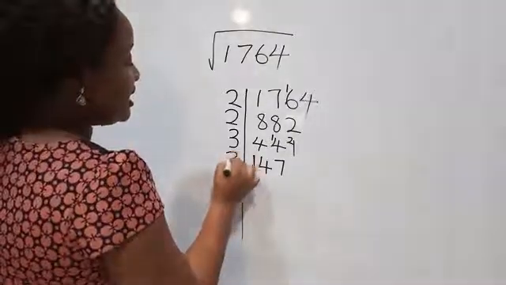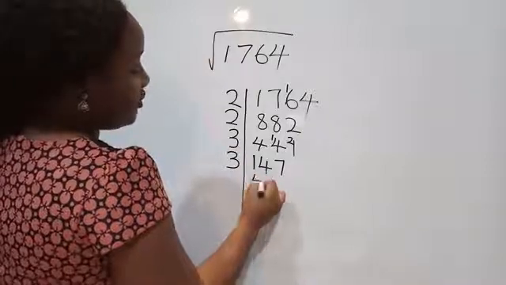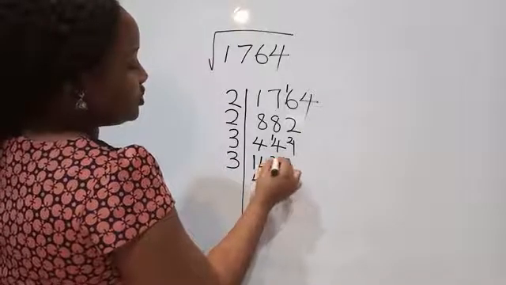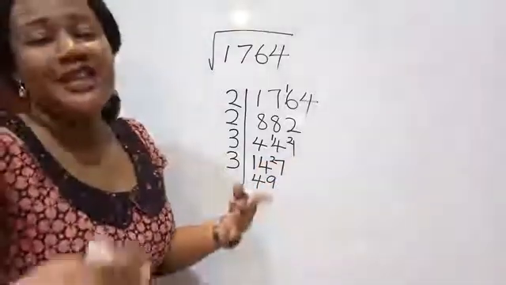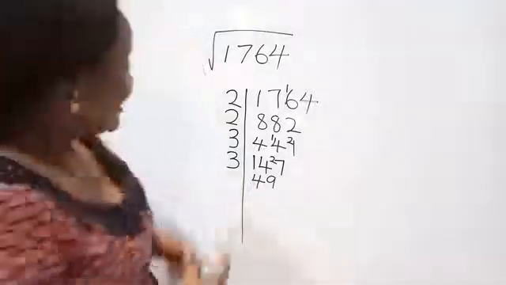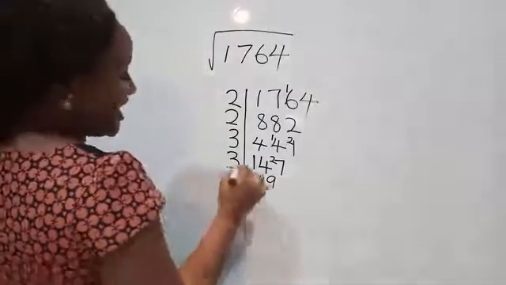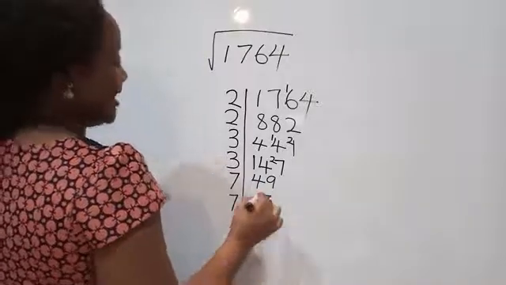So we'll try again. 3 here. So 3 into 14, we have 4, remaining 2. 3 into 27, we have 9. Now, we know that 49 is a multiple of 7. So 7 goes here. We have 7. I have 7 here. We have 1.